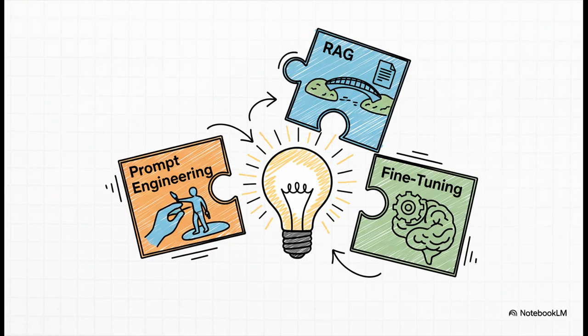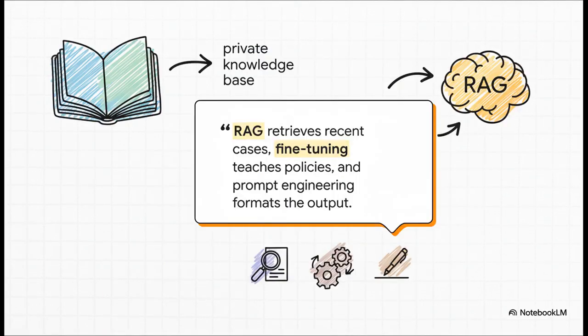But here's the most important takeaway of all. In the real world, these three techniques are almost never used by themselves. The most powerful AI systems use them all together. They're collaborators. And this legal AI example just shows that synergy perfectly. You'd use RAG to pull in the latest court decisions that just happened. You'd use fine-tuning to teach the model your specific law firm's style and policies. And then you'd use some clever prompt engineering to make sure the final output is formatted exactly like a legal brief. Each one has a unique and vital job to do.